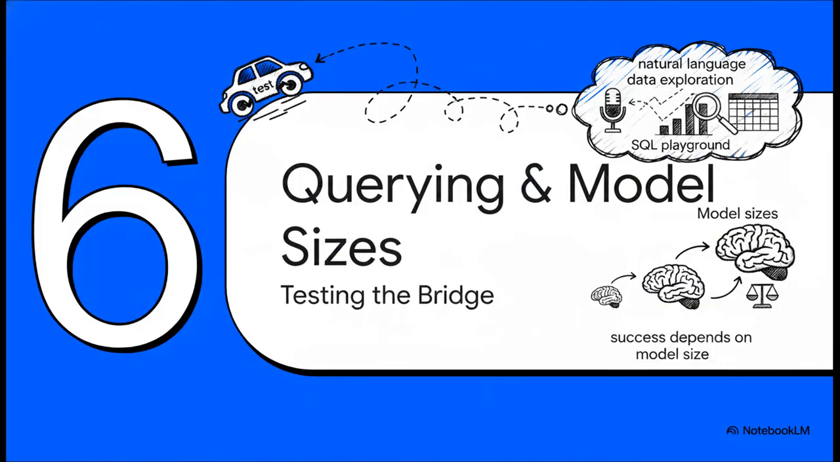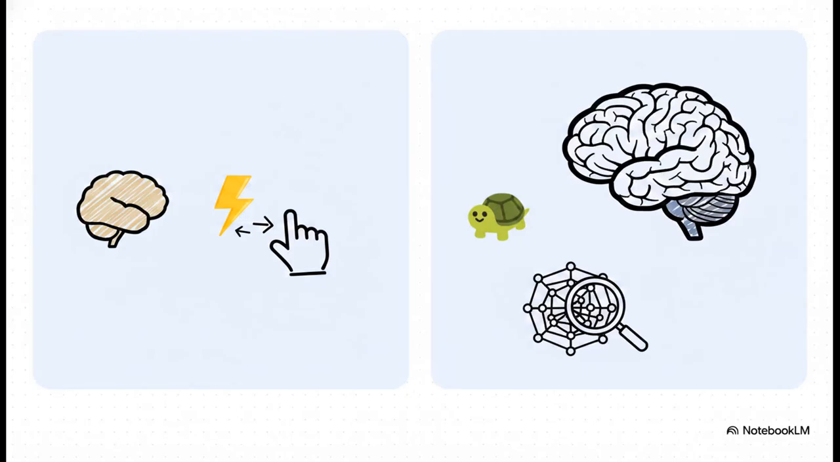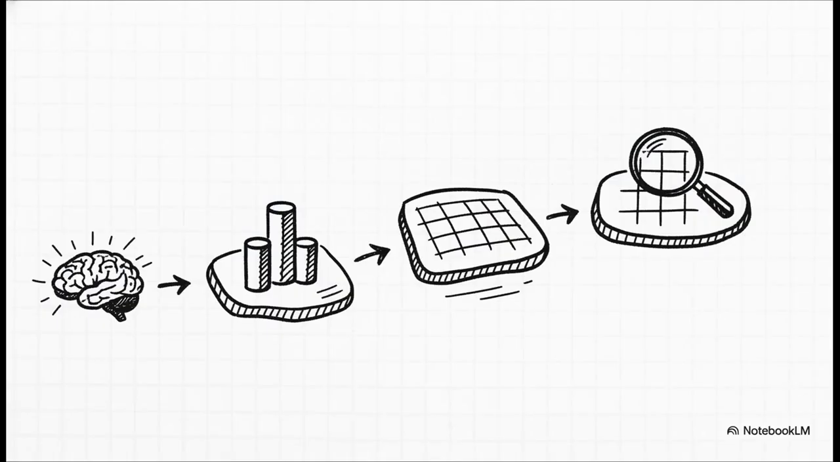And finally, Section 6, querying and model sizes. All right, it is officially time for the test drive. But you're immediately going to face a real-world trade-off here between speed and accuracy. The default Qwen 3 model, which sits at about 8 billion parameters, is lightning fast on standard laptops, but it does need a bit of hand-holding to get things right. If you step up to the 14 billion parameter version, it understands broad context beautifully. It can literally figure out complex database schemas totally on its own, but it is definitely going to slow down typical consumer hardware.